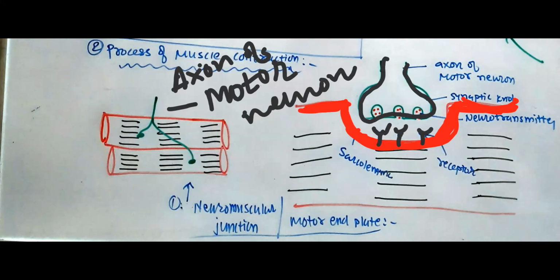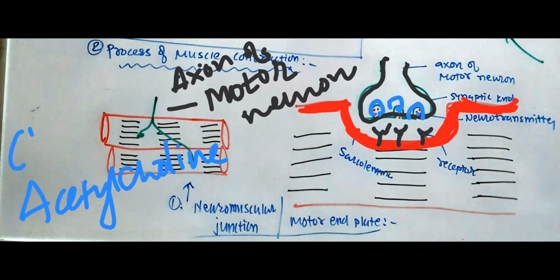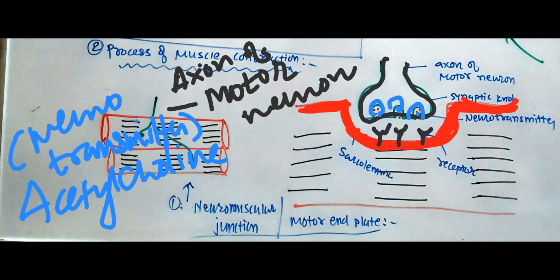And can you make out that in the synaptic knob there are small vesicles filled with chemicals called neurotransmitters? For example, acetylcholine, that's the name of a neurotransmitter. So neurotransmitters such as acetylcholine are over there. Can you make out these vesicles over there?